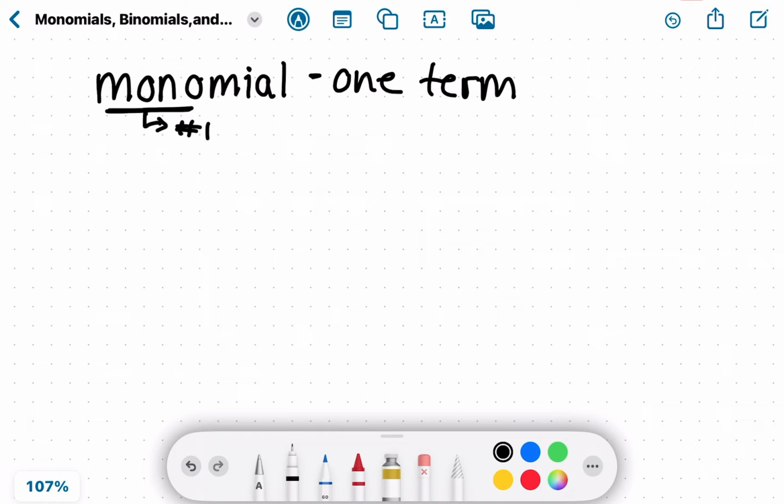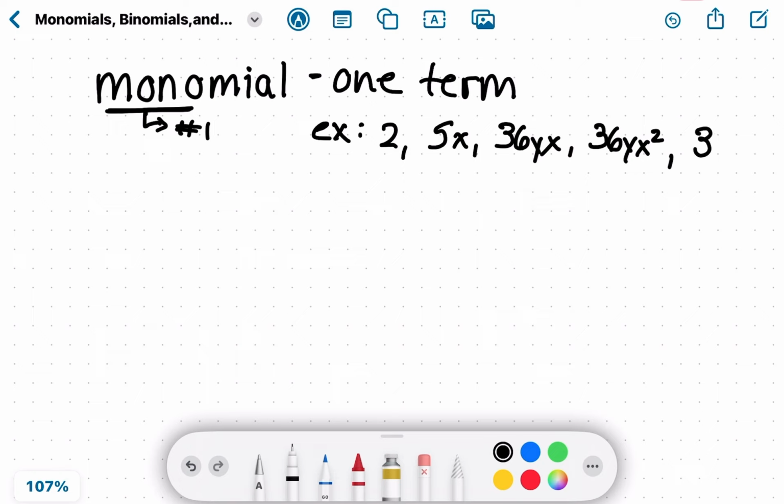Now, an example of a monomial could be a single number, or a number times a variable, like 5x, or even just a bunch of them multiplied together, right? Like 36yx, or even 36yx squared, because x times x is x squared, just a bunch of things multiplied together. Even, let's bring pi into this. Let's do 36 pi. You could square that too. See? So these are all monomials. One term, one small term, one small expression.